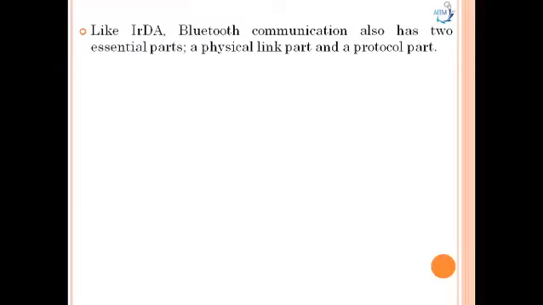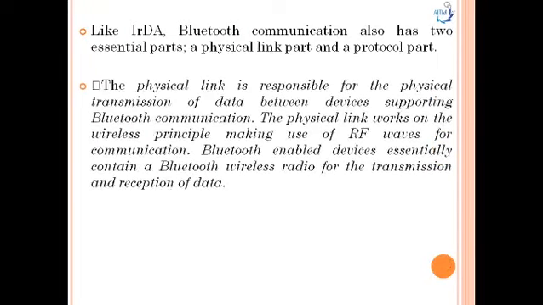Like infrared IrDA, Bluetooth communication also has two essential parts: a physical link part and a protocol part. The physical link is responsible for the physical transmission of data between devices supporting Bluetooth communication. The physical link works on the wireless principle, making use of radio frequency waves for communication. Bluetooth-enabled devices essentially contain a Bluetooth wireless radio for the transmission and reception of the data.